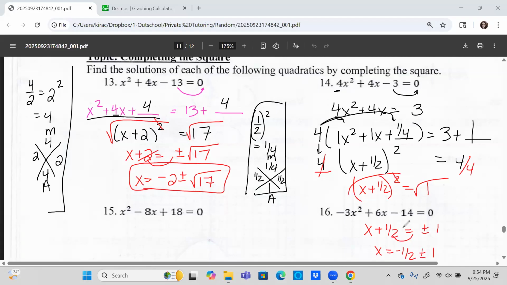That's where we stopped on 13, but we can actually do this arithmetic. So x equals -1/2 plus 1, x equals -1/2 minus 1. Well, 1 is 2 halves, so this is -1 plus 2, so that's a half. This one is 2 halves, -1 minus 2, so that's -3 halves. Final answer here is 1/2 and -3 halves.